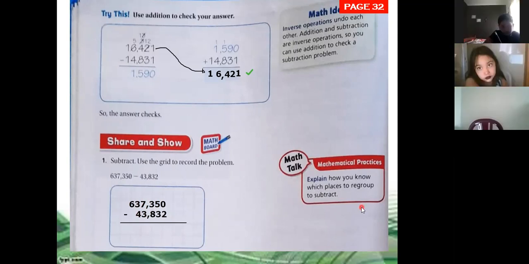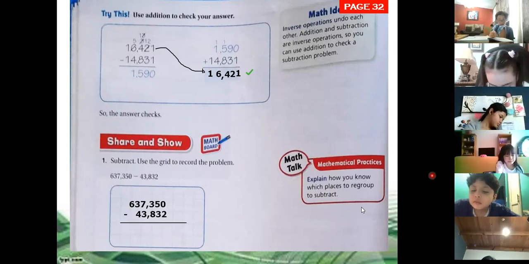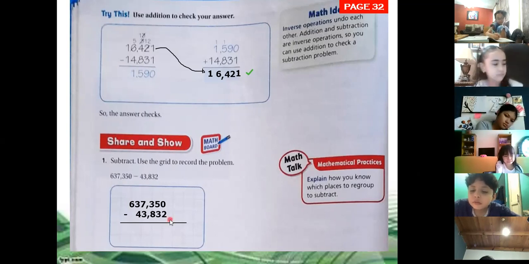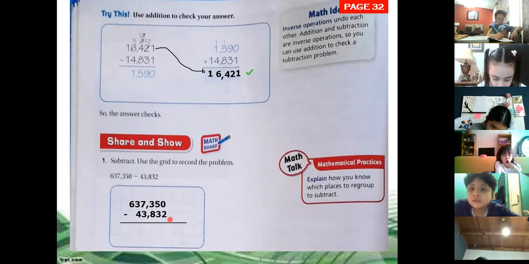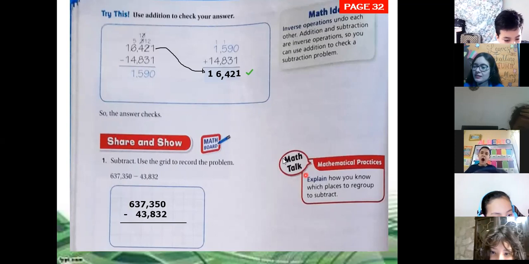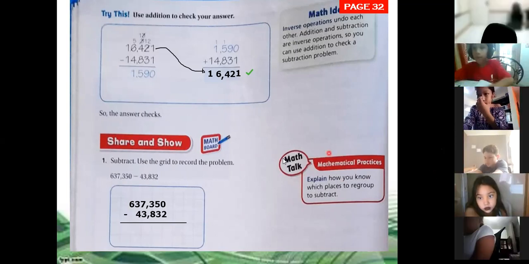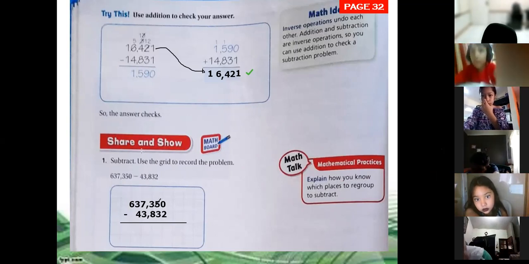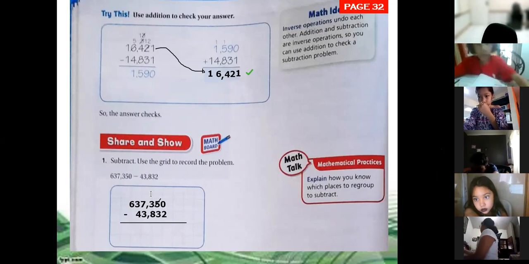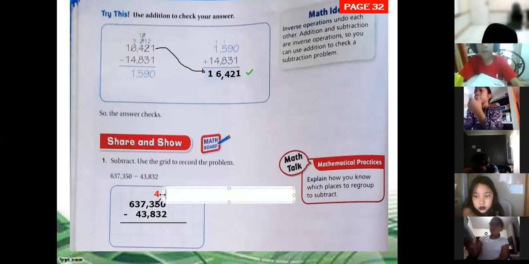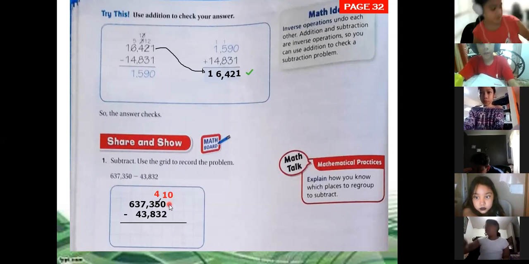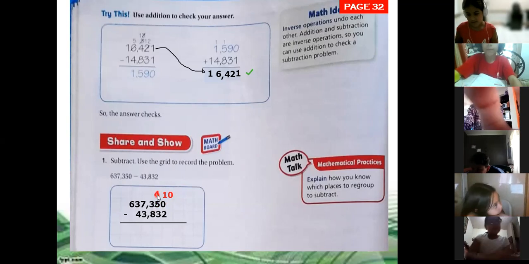Which numbers are we going to subtract first, class? The zero minus two, that's right. Zero minus two. Can we subtract zero minus two or not? No. The five gives one to the zero. That's right. So this five becomes which number? Four. And the zero becomes which number? The zero becomes number 10. Excellent Mia. The five gives one to the zero, so now we don't have zero, we have 10. And the five becomes number four because it gives one.